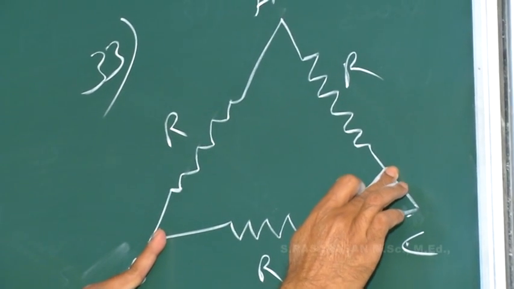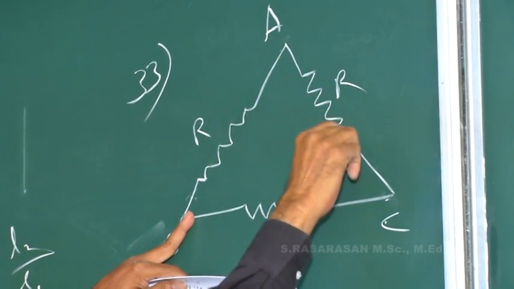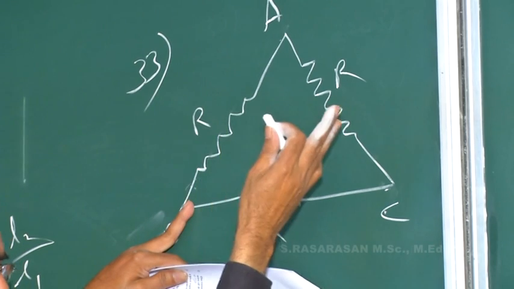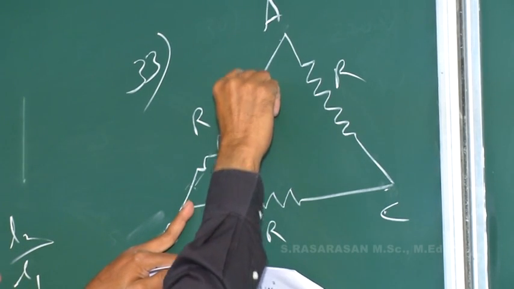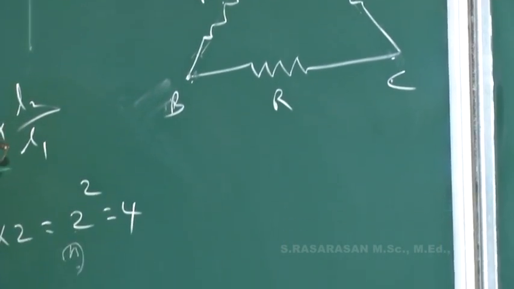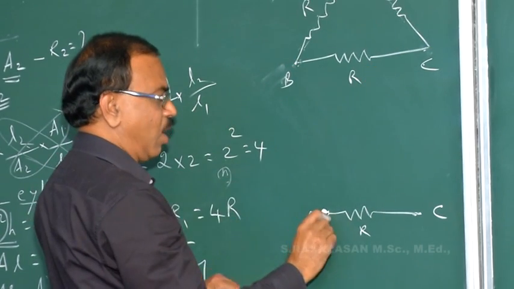You agree? Yes. Reason: whatever current goes through this, the same current comes through this. There is no chance that the current branches, divides and goes elsewhere. Whatever current enters here must come through here. When current is same, we say the 2 are in series connection. So across B and C, these 2 are in series connection.